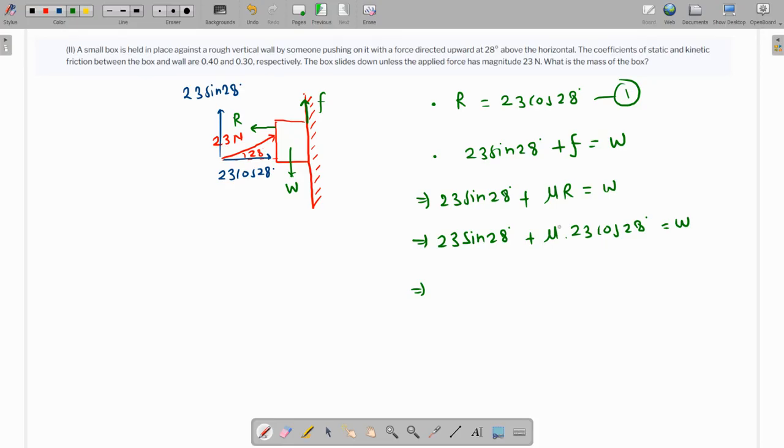Now we need to decide what this coefficient of friction will be, whether it's 0.4 or 0.3. Since this is not moving anywhere, it has to be the static friction. So we're going to replace that by 0.4. So 23 times (sin 28 plus 0.4 cos 28) is going to be equal to weight, and weight is nothing but mg, and we need to find the value of m.